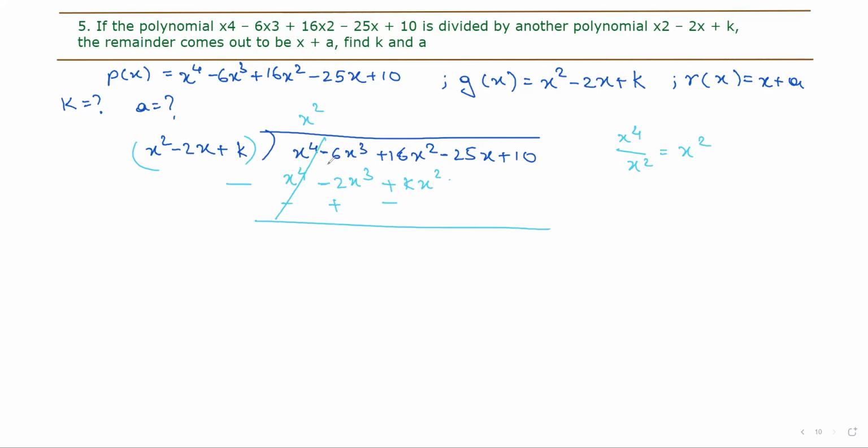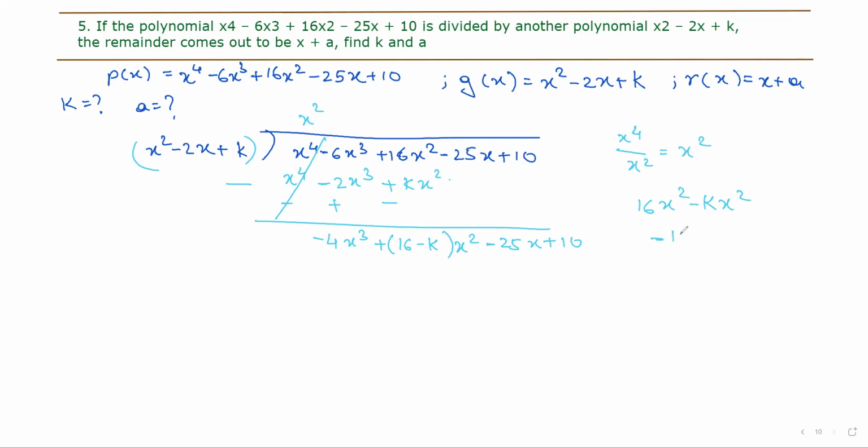Now, what are you left with? Minus 6x cubed plus 2x cubed is minus 4x cubed. Plus 16x squared minus kx squared. So you can take x squared common and you're left with 16 minus k into x squared. Other terms mentioned are minus 25x plus 10.